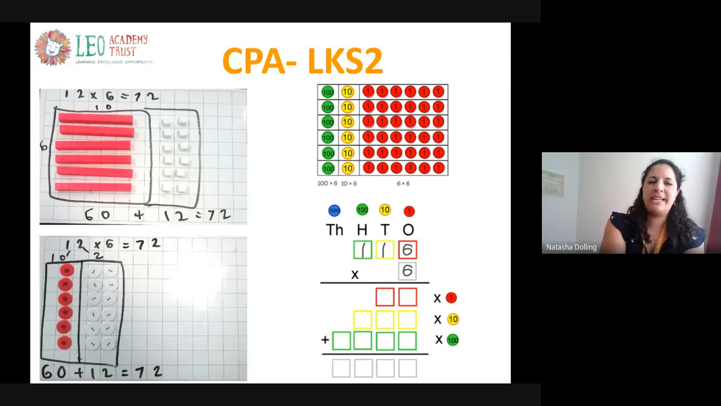Here's another example in lower key stage 2. This is actual photos of Deans and place value counters. Very similar way. Children make the equation. They've got a drawing of an equation in order to support the abstract understanding of the equation.